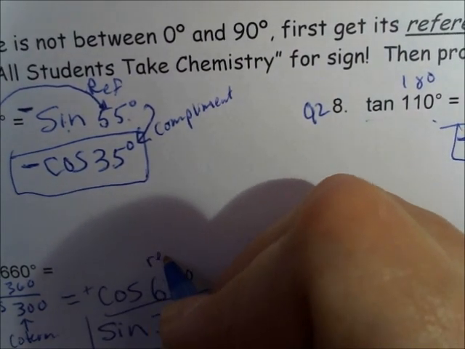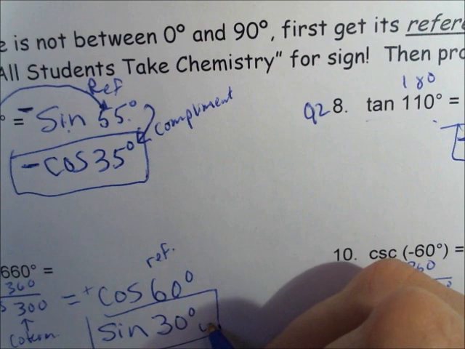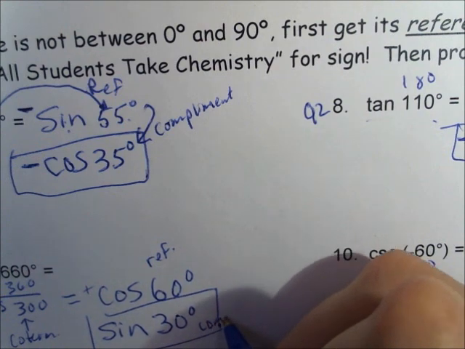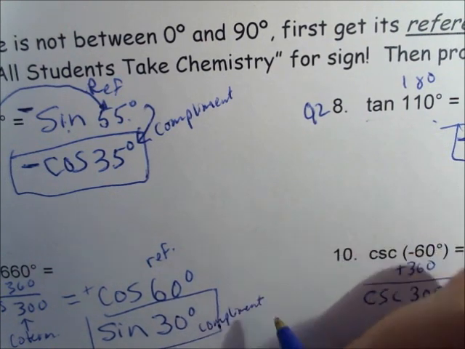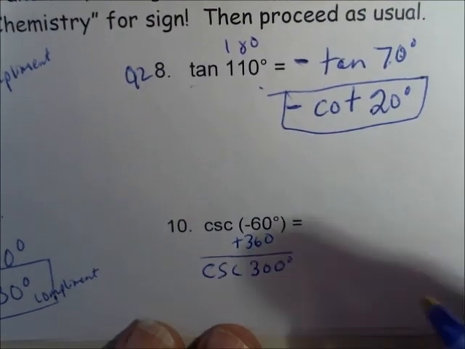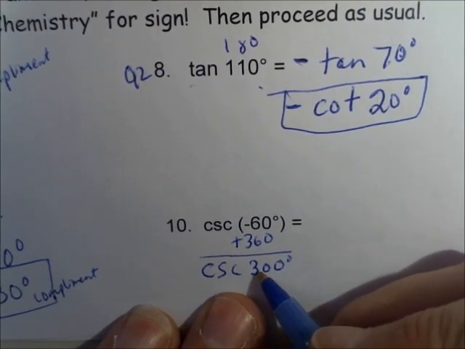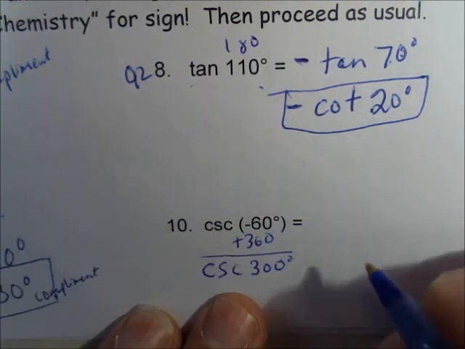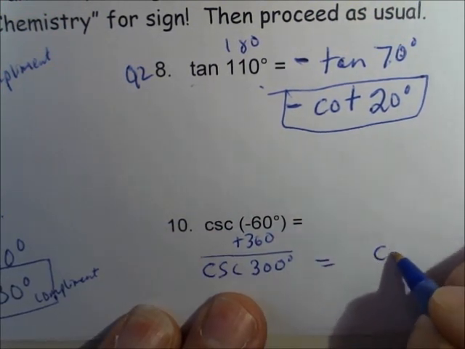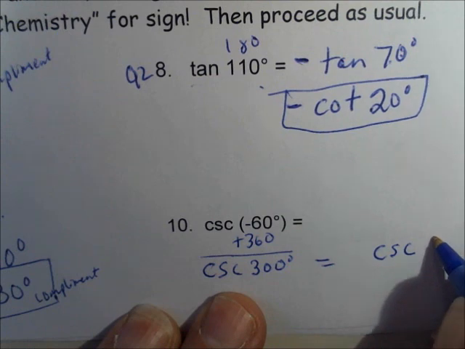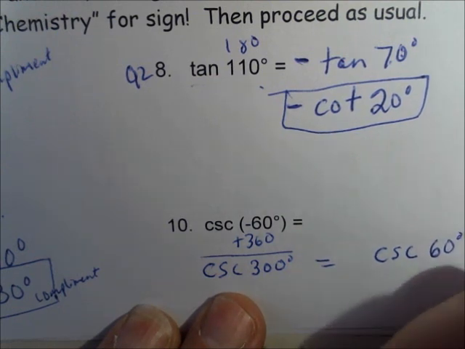This is the reference. And this is the complement. All these vocabulary words. So the cosecant of 300 degrees, well, that's a quadrant 4 angle, just like number 9 was. So that is the same thing as the cosecant of the reference angle, which is 60.